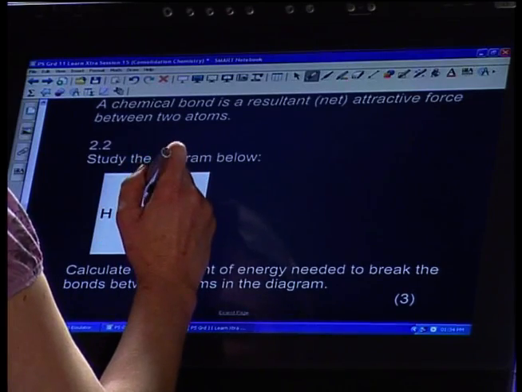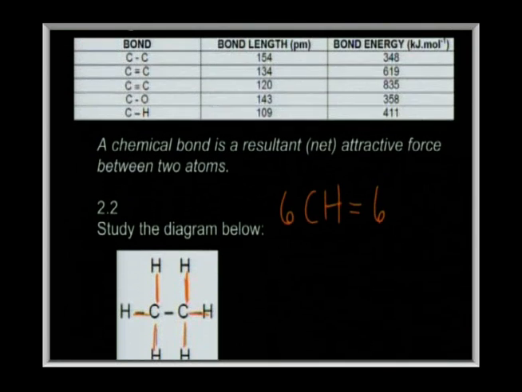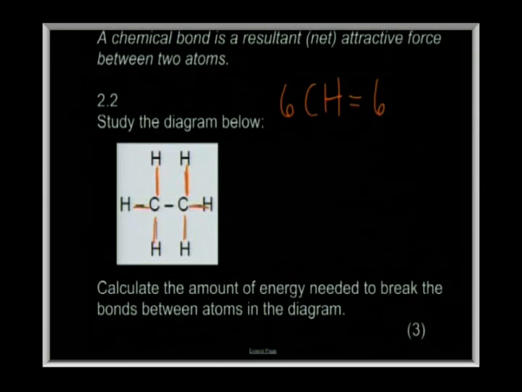Now, let's have a look at what the sort of bonds are that we're dealing with. Here's a carbon-hydrogen bond. There's a carbon-hydrogen bond. Another one, another one, another one, and another one. So in total, there are 6 carbon-hydrogen bonds. And the bond energy is given to us. It's telling us that the carbon-hydrogen bond energy is 411. So this is going to be 6 times 411.